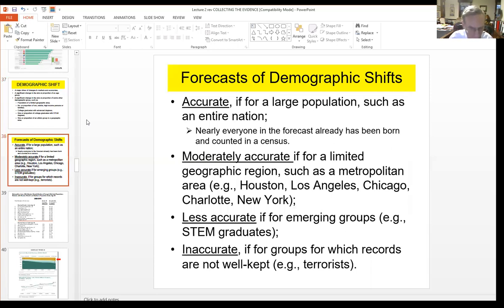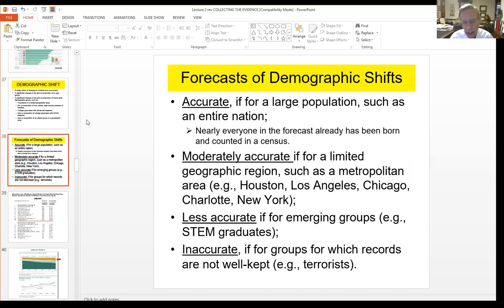Oops, pardon me, I've got to look at this slide first. Can we forecast demographic shifts accurately? And the answer is yes, if we're forecasting shifts in the population of large groups, for instance, an entire nation.